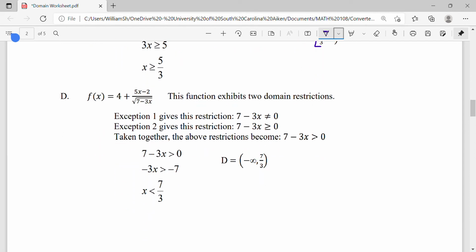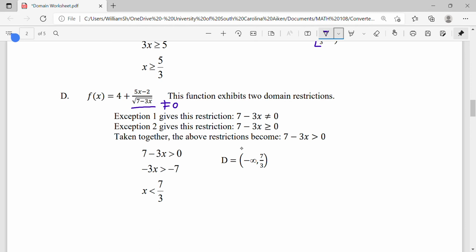All right, if we look at D, f of x equals 4 plus 5x minus 2 over the square root of 7 minus 3x. Now this is an example of where we have two of the exceptions we have to take into account, okay? Exception 1 is the restriction that 7 minus 3x cannot be equal to 0, right? So that whole denominator can't be equal to 0, because if that denominator is equal to 0, we're going to wind up with something on the bottom that's a 0, and then we're going to wind up with something that's undefined. So we need to make sure that this bottom part down here is not 0, right?